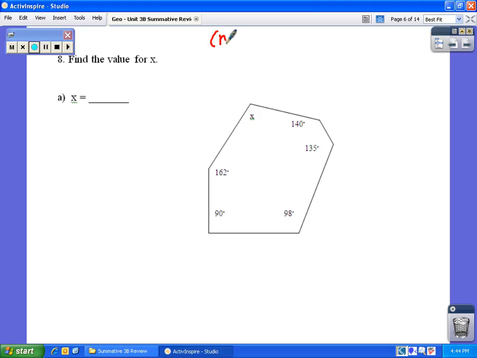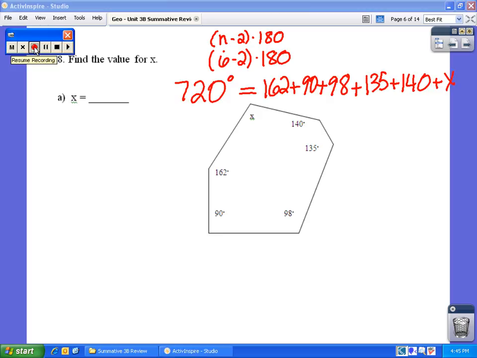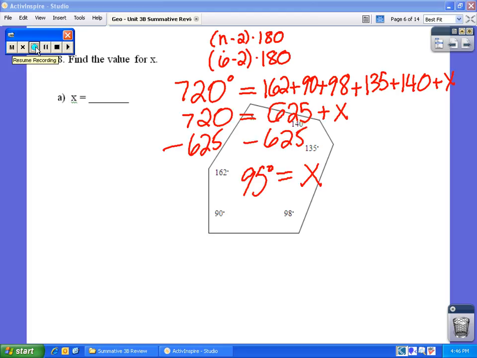To find the value of x, I know that the 6 angles of a hexagon must add up to 720 degrees. So I set 162 plus 90 plus 98 plus 135 plus 140 plus x equal to 720. Combine your like terms and solve for x. X is equal to 95 degrees.